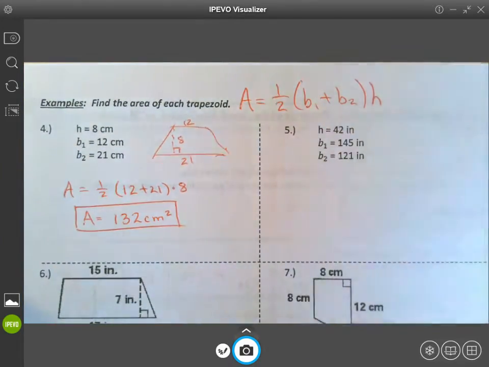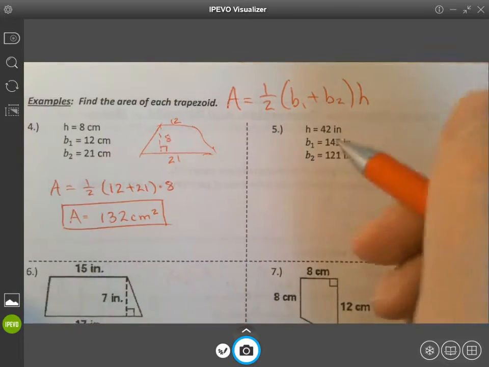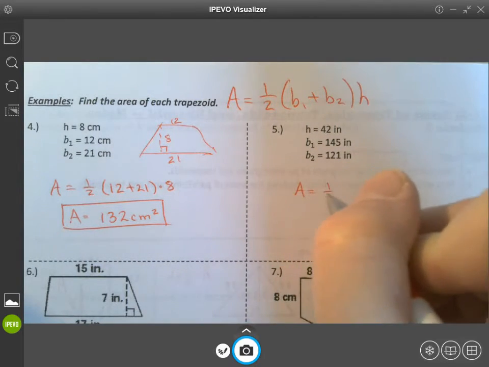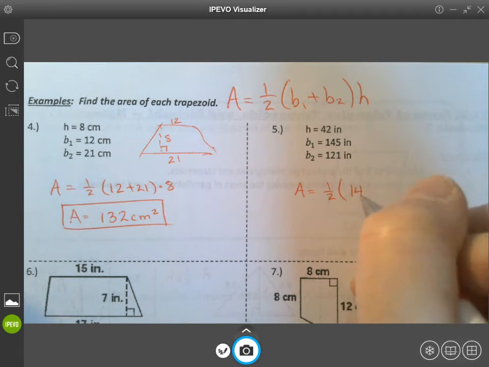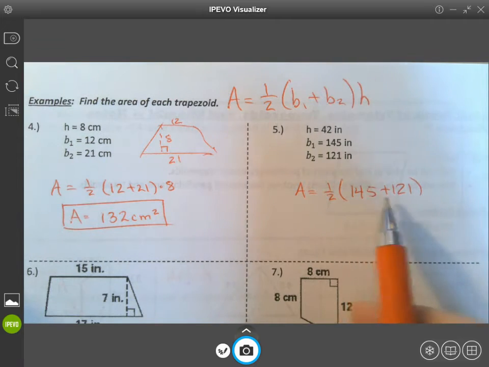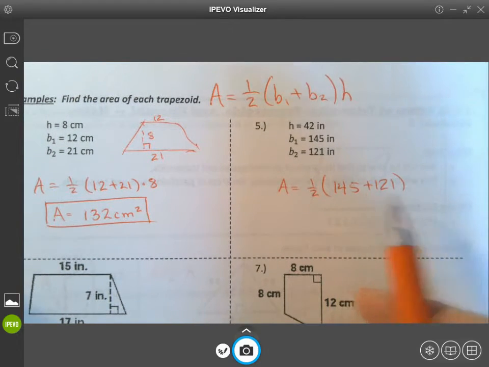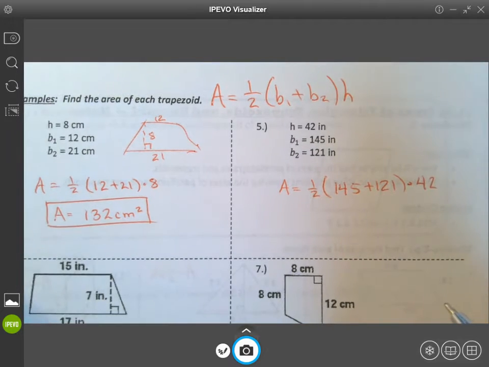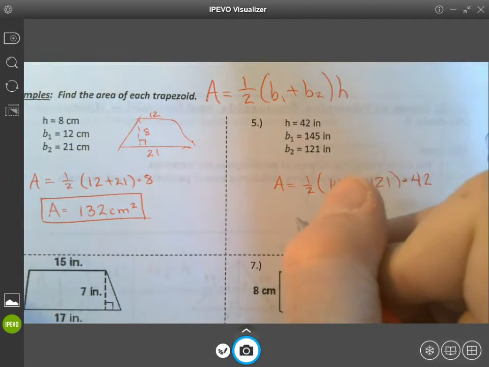Okay, next one, same idea. You could draw the picture if you wanted to, but here are your two bases, and there's your height. So area is 1/2. Now, these bases are pretty big: 145 inches, 121 inches. We're really finding the average, what's between 145 and 121, and then multiply by the height of 42. You get a big number.